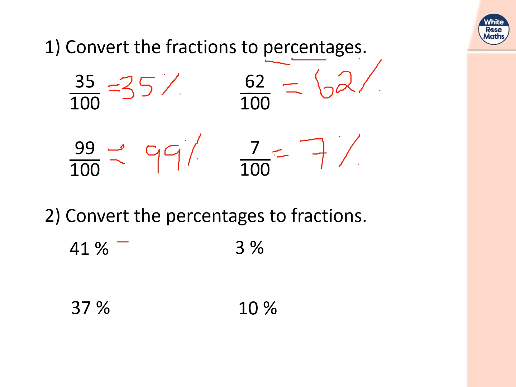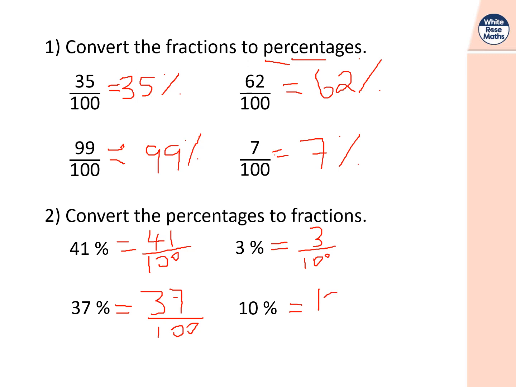Question number two, convert the percentages to fractions. Well, percentage means out of 100, so it'd be 41/100ths, or 41 out of 100. The next question, 3%, will equal 3/100ths. The next question, 37%, will be 37/100ths. The next question, guys, 10% would equal 10/100ths, or 10 out of 100.